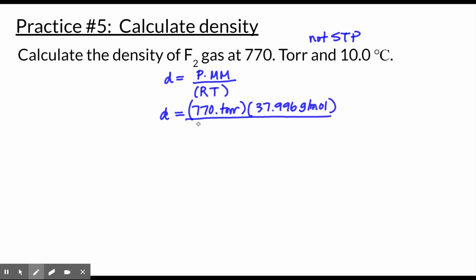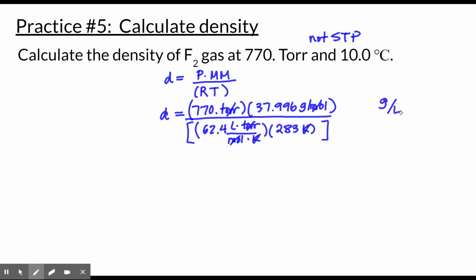R, since we are using torr, is going to be 62.4 liters times torr divided by moles times K. All that is multiplied by the temperature, which should be in Kelvin, so this will be 283 Kelvin. So Kelvins will cancel. Our moles will cancel. This moles will cancel with that moles. Torr will cancel. So we're going to end up with units of grams per liter for our final answer, which actually makes perfect sense.